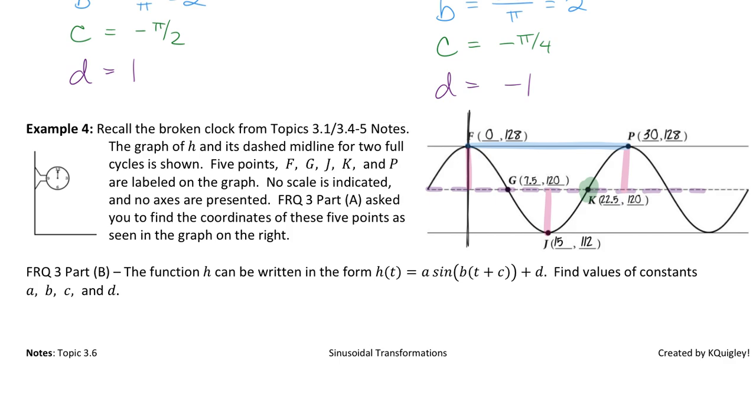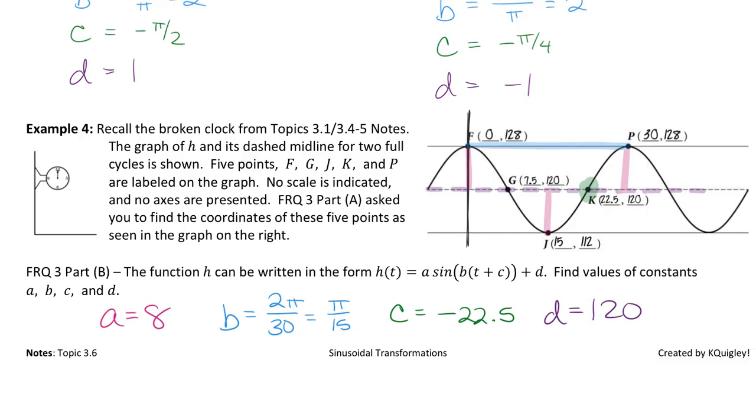So when we're writing this function, we can say, just like we did before, the a value would be 8. The b value would be 2 pi over 30. What is that reduced to? It would be 2 pi over 15, top or 15 bottom? 15 on the bottom, so it would be pi over 15. The c value would be negative 22.5. And the d value would be 120. We can transform these sinusoidal functions that we learned about last class. This is the easiest thing to use.